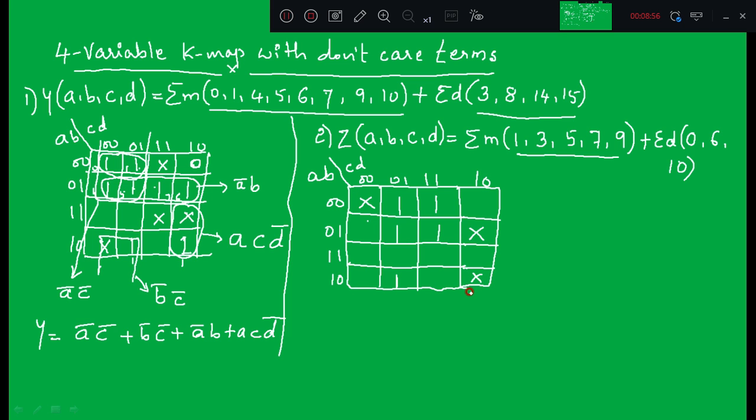Okay, so now how many groups are possible, right? So let me change the color of ink.